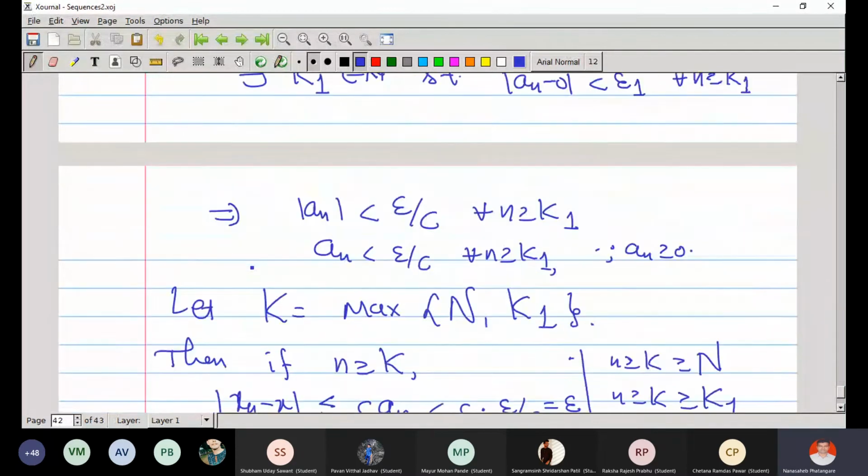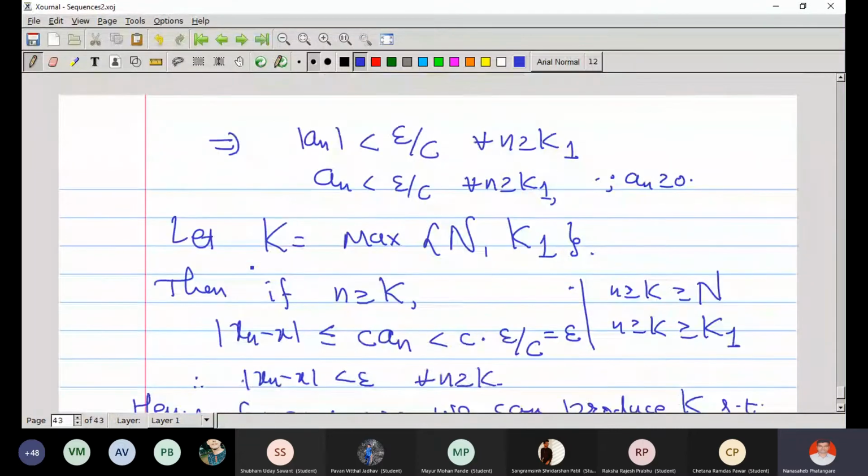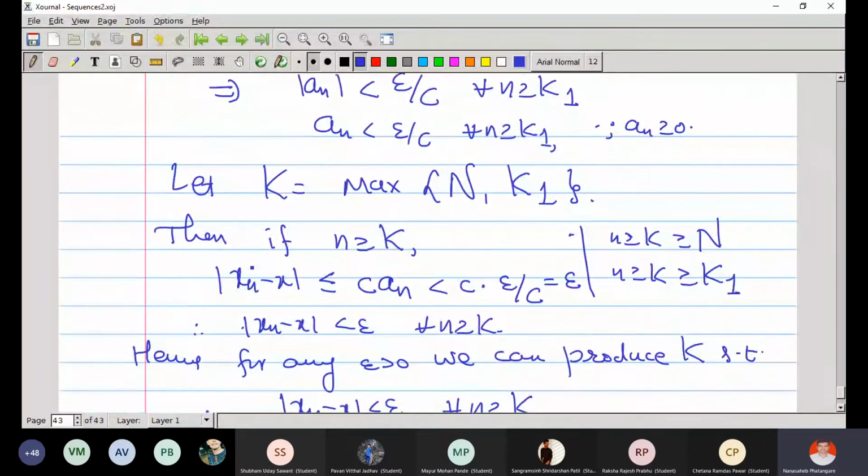That means, but an is non-negative, so no need of absolute value sign, an is less than epsilon by c after k1. If you choose k as the maximum of n and k1, then for all n greater equal k, xn minus c is less equal c times an. That is true because n is greater equal n, and since n is greater equal k1, an is less than epsilon by c. So ultimately, xn minus c difference is less than epsilon.